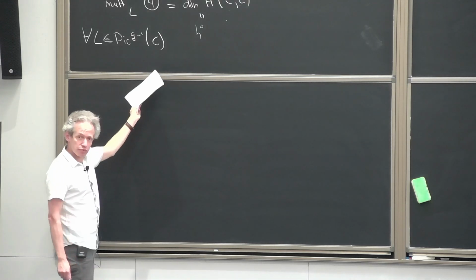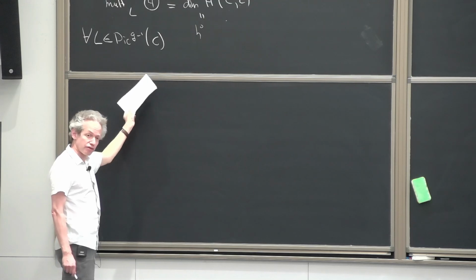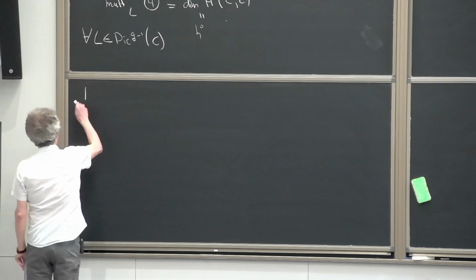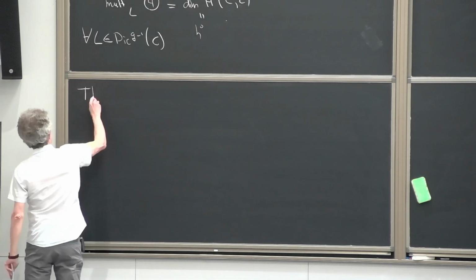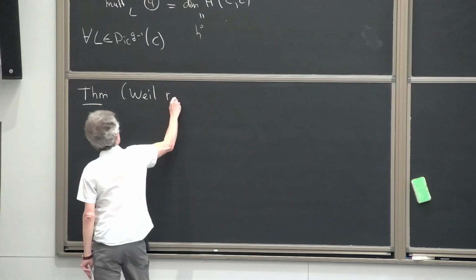There is this Schottky problem of characterizing Jacobians among all abelian varieties. Keep it in the back of your mind. We're not there yet. This will be on the blackboard in an hour. So my next goal is just to prove a theorem. This is called Weil reducibility.